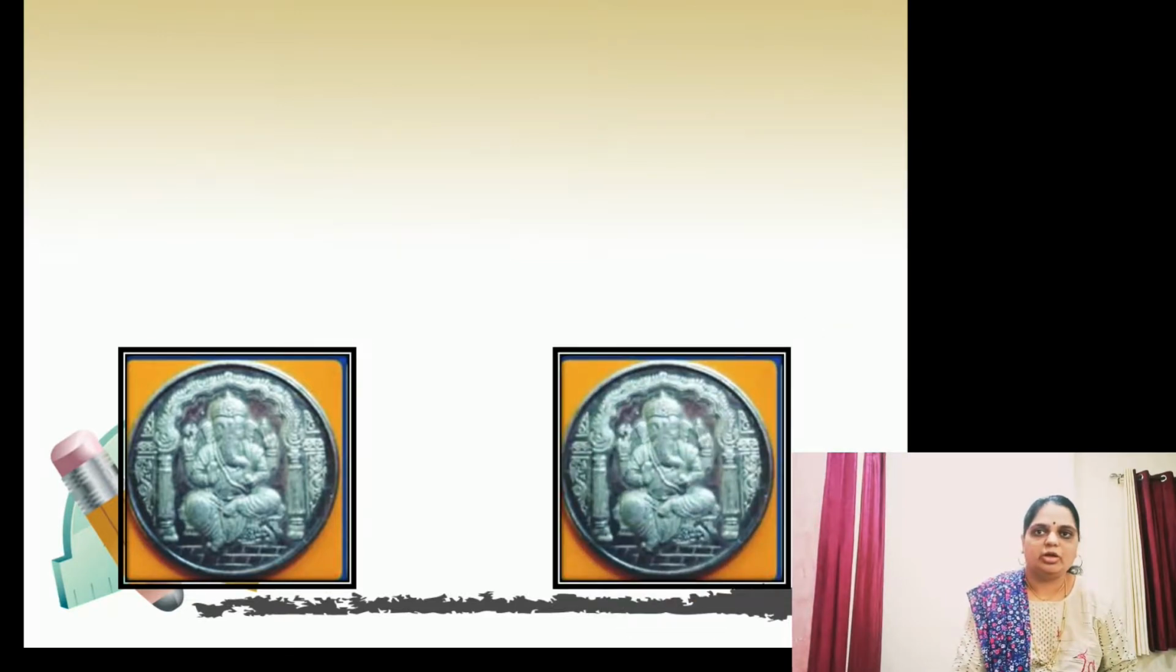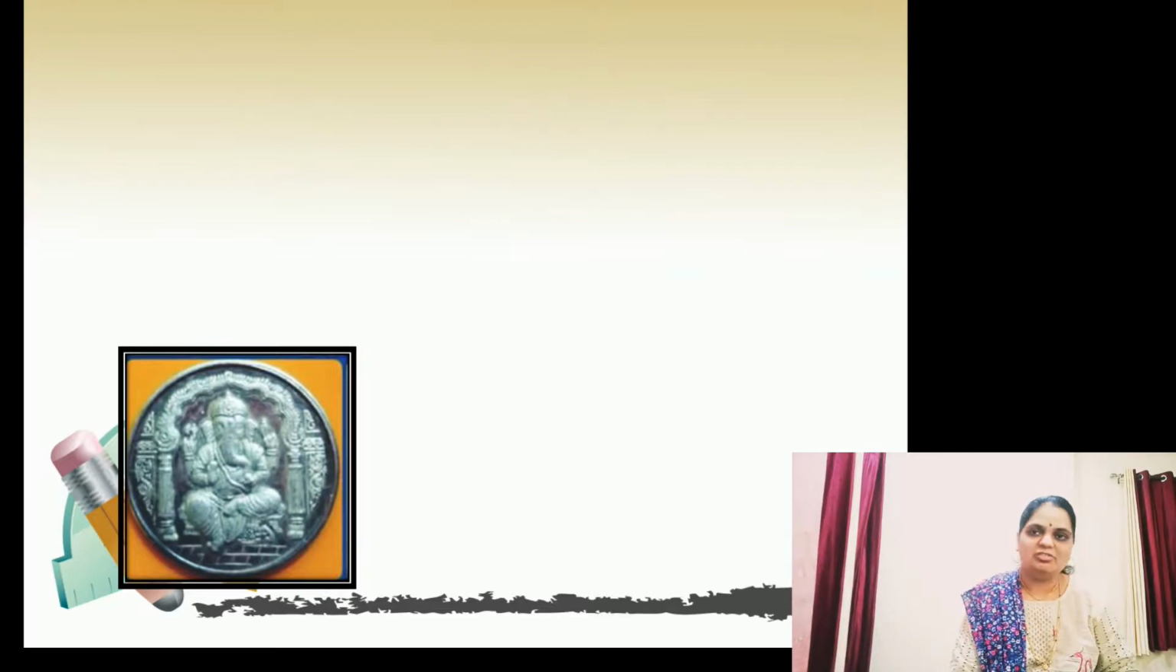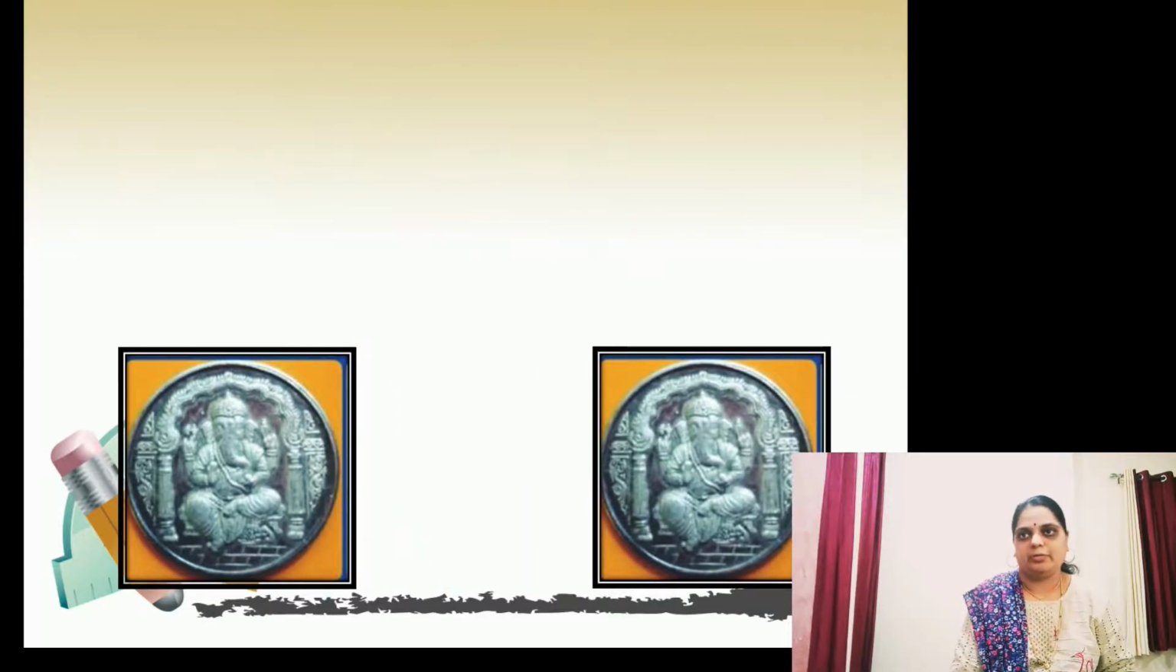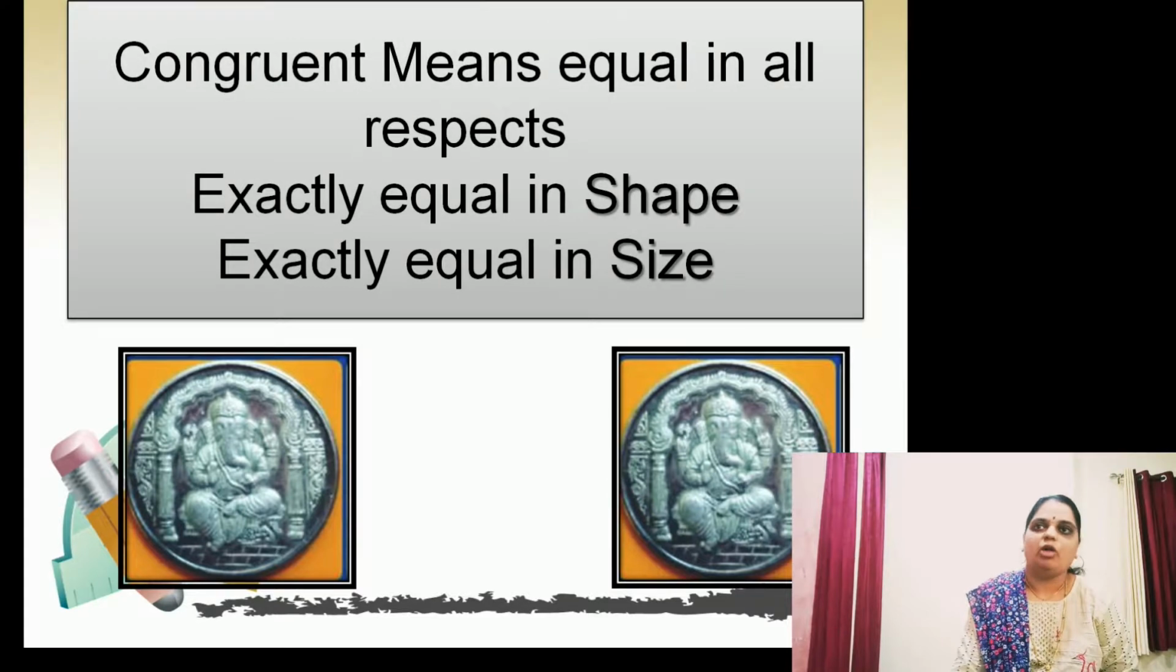Here we see 1 coin. Here is another coin. When we keep 1 coin on the other, we see that they completely overlap each other. That means they are equal in all respects. That means they are congruent. Congruent means equal in all respects, exactly equal in shape and exactly equal in size.